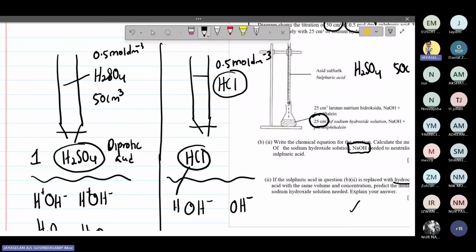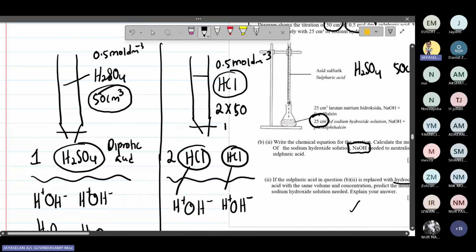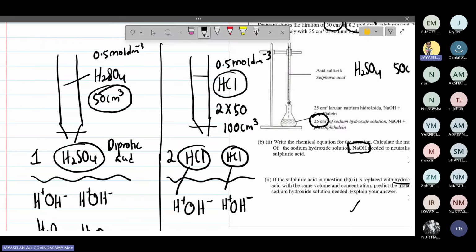Okay, ini dah neutralize. Ini belum neutralize lagi. So I need 1 more hydrochloric acid to neutralize the hydroxide ion. So I need 2. Understand? The volume here given 50. So here the volume become double. So 2 darab 50, the volume become what? 2 darab 50, 100 cm³. Any question? So you dah cari volume, you dah cari concentration. Okay, you dah cari volume and concentration.